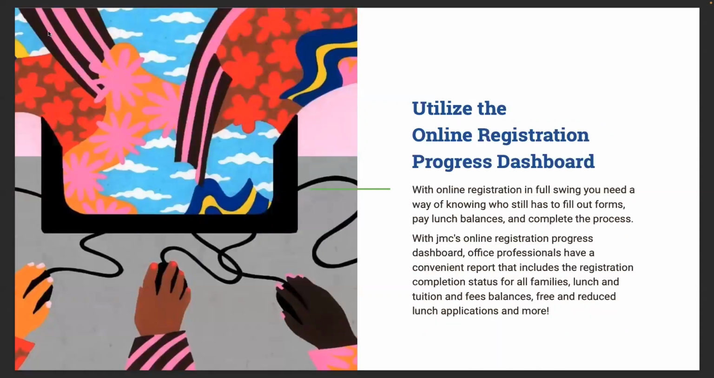With online registration in full swing, you need a way of knowing who still has to fill out the forms, pay lunch balances, and complete the process. With JMC's online registration progress dashboard, office professionals have a convenient report that includes the registration completion status for all families, lunch and tuition and fees balances, and free and reduced lunch applications, and more.